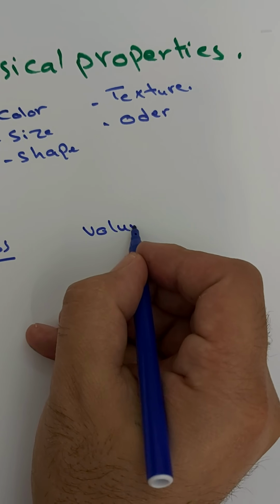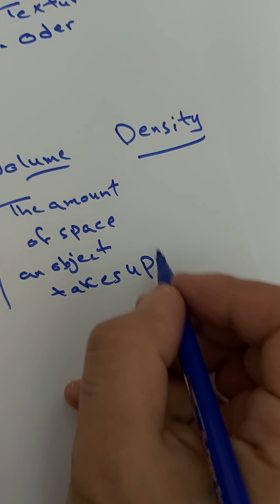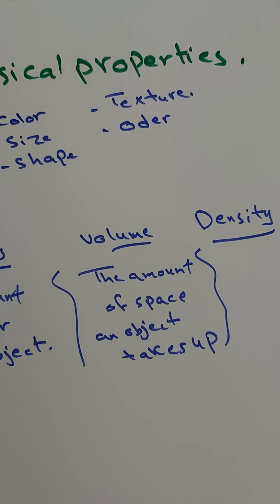Okay, we said mass means the amount of matter in an object. And we use a pound balance or balance to measure the mass of objects, and gram and kilogram as units of mass. Then volume, we said, is the amount of space an object takes up. And we use a measuring cup or graduated cylinder to measure the volume of liquids.